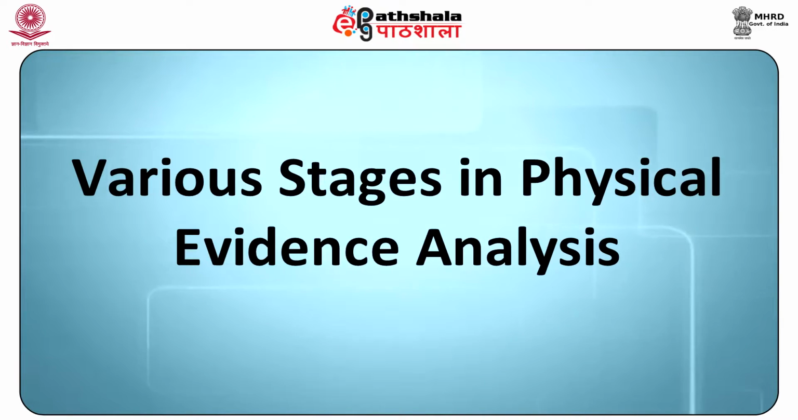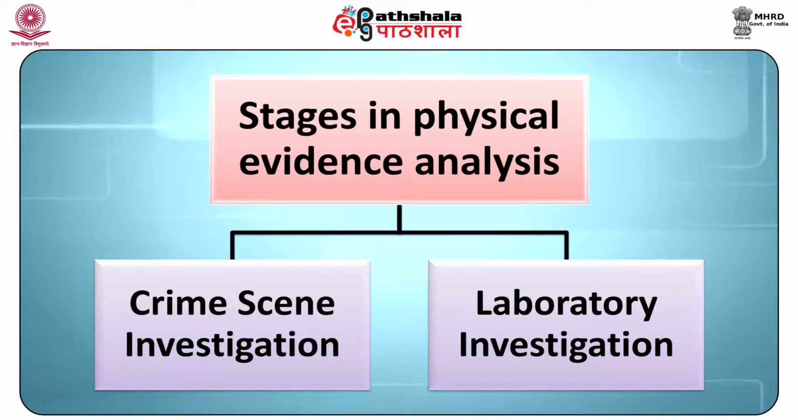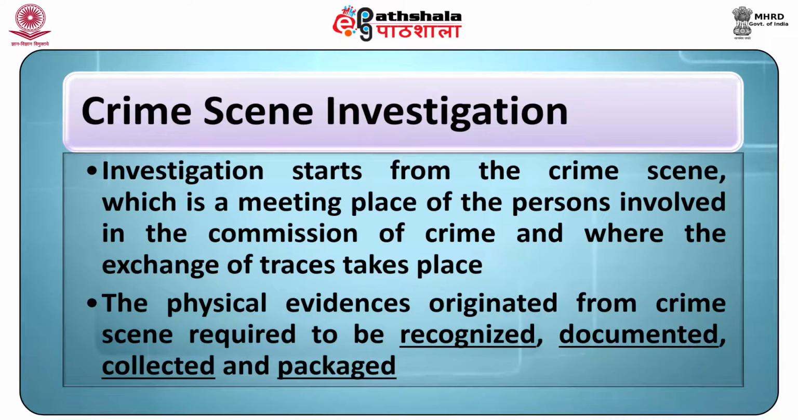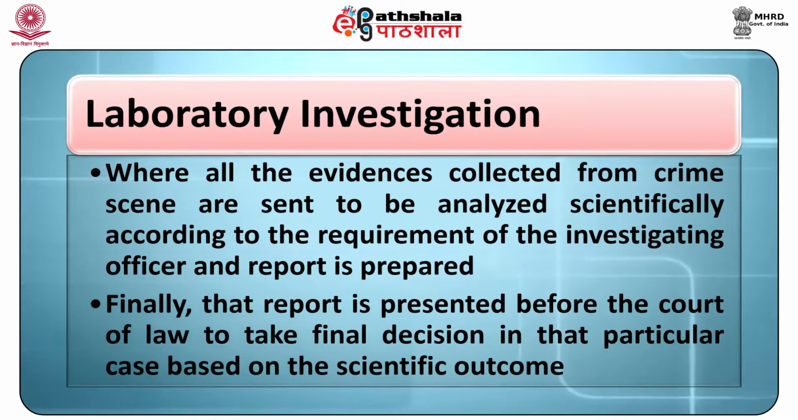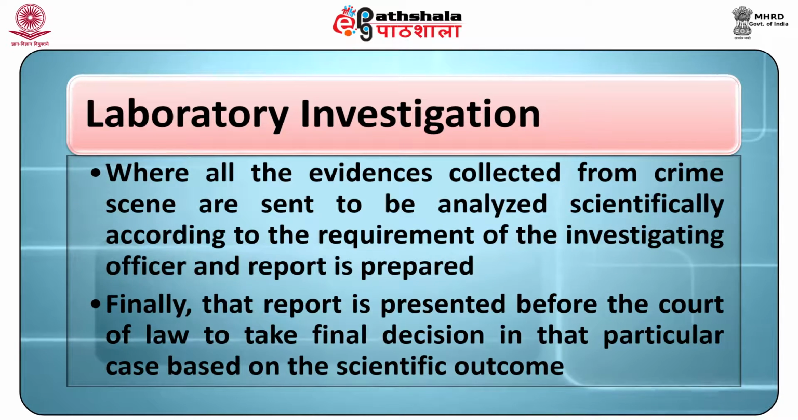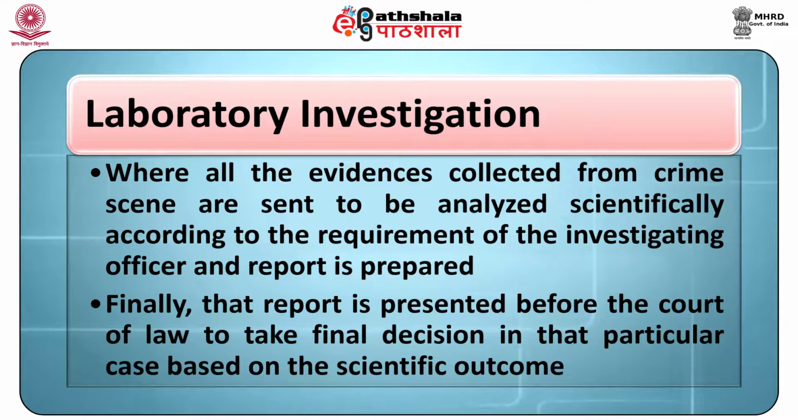Now, let us see the various stages in physical evidence analysis. Analysis of physical evidence can be divided into two major stages. The first stage is crime scene investigation, that is, the investigation starts from the crime scene, which is a meeting place of the persons involved in the commission of crime and where the exchange of traces takes place. The physical evidence originating from the crime scene is required to be recognized, documented, collected and packed. After that, the second stage starts, which is the laboratory investigation, where all the evidence collected from the crime scene is sent to be analyzed scientifically according to the requirement of the investigating officer, and a report is prepared. Finally, that report is presented before the court of law to take a final decision in that particular case based on the scientific outcome.